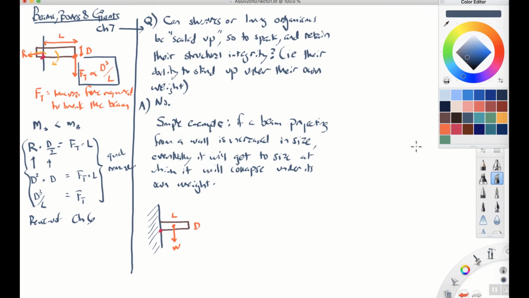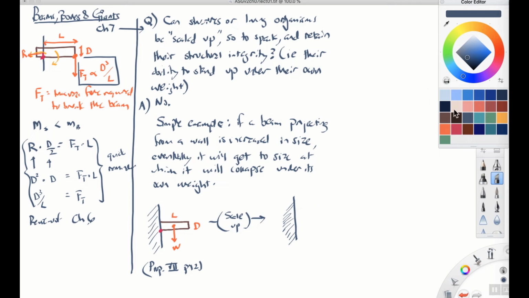Okay, and just for your information, what we're talking about is Galileo's Proposition VII on page 92 of the text. Now what happens if we scale this up? Imagine we're just going to increase the diameter and the length by the same factor. What is going to happen?